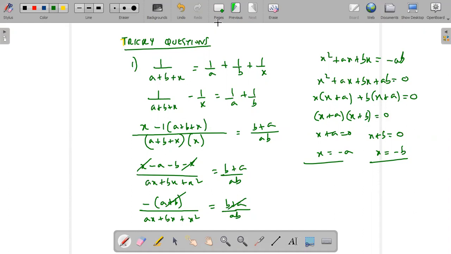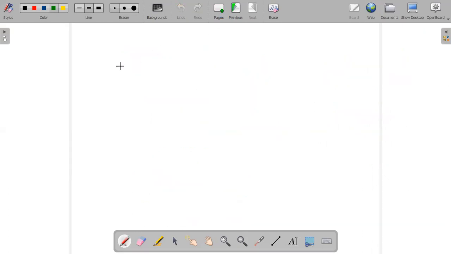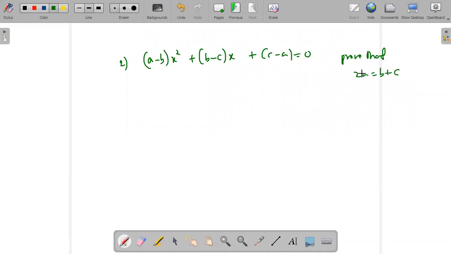The second question that I'm going to discuss today is a question like this. Equation is given: (a minus b) x square plus (b minus c) into x plus (c minus a) is 0. Okay, this is a quadratic because the power of x is 2. Question is prove that 2a equal to b plus c. Again, an important question for standard maths which can come under parts. So (a minus b)x square plus (b minus c)x plus (c minus a) equal to 0.